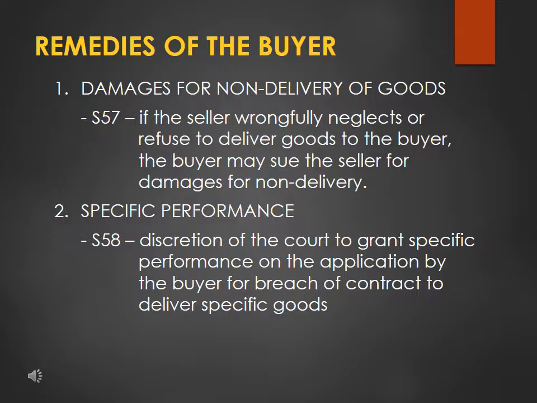The second remedy available to the buyer is specific performance. Section 58 of the Sale of Goods Act 1957 provides that it is the discretion of the court to grant specific performance on the application by the buyer for breach of contract to deliver specific goods.